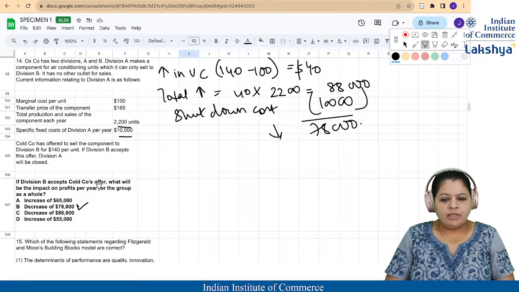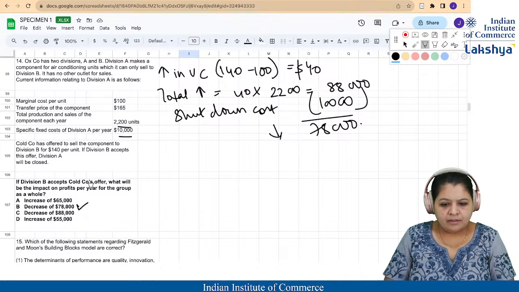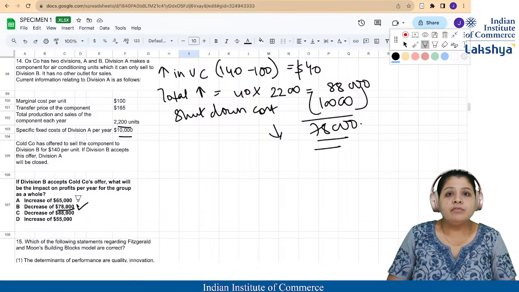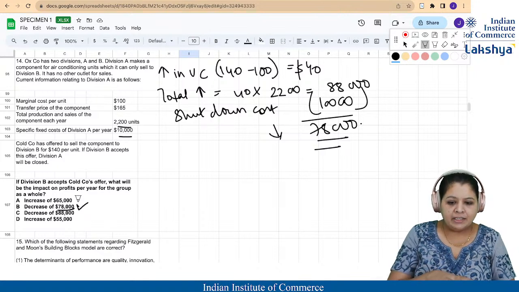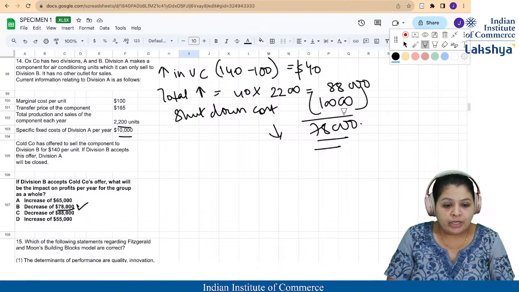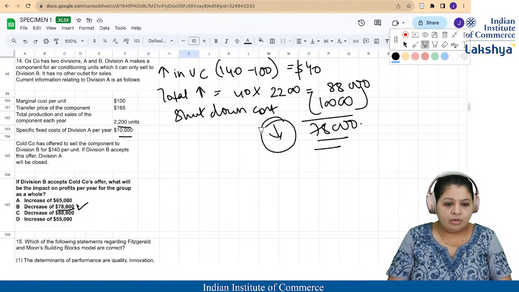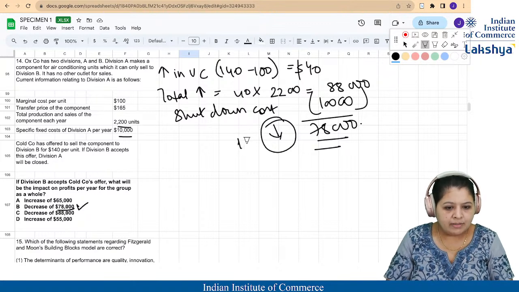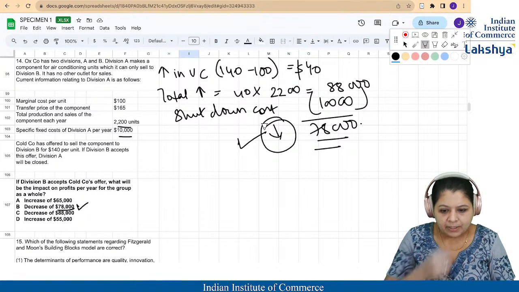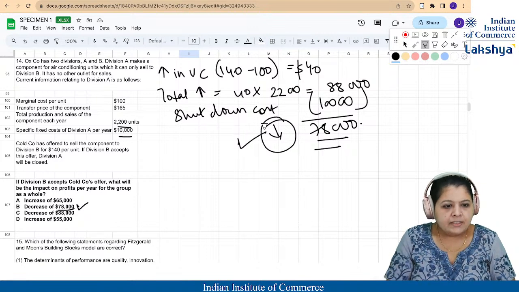See, here we need to understand that there is only one value which is 78,000. So directly select this. Sometimes the question confuses you with decrease and increase. So there is a 78,000 increase, there is a 78,000 decrease. You need to then figure out whether it is reducing your profit or increasing your profit, right? So select your answer accordingly, right? Let's go to the next one.